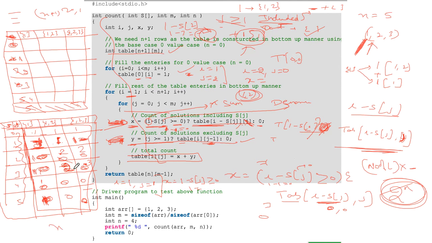N square. N square. Effectively, we are just iterating, right? But there it was 2 raised to power m actually, if you see, where m is the denomination's size. Here n is the sum that I had to make. But definitely 2 raised to power m will always be very, very higher as compared to n. That's exponential, right?